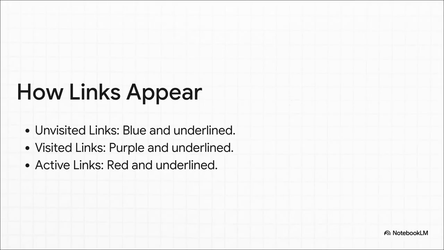You've seen these colors a million times without even thinking about it, right? This super simple scheme, blue for new, purple for visited, is a universal design language that's just built right into the web. It's a subtle but really powerful visual cue that helps all of us keep track of where we've been and where we can go next.